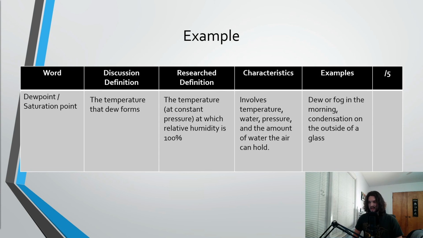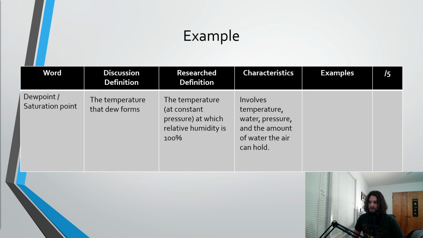And lastly, we look at our examples. We know that at the dew point, dew and fog happen, so we can put dew or fog in the morning as an example, and the condensation on the outside of the glass. So I have a cup here, but it's not really condensating. When your glass is sweating, condensating on the outside, that's also when the air reaches the dew point. So those are both examples of dew point and saturation point.